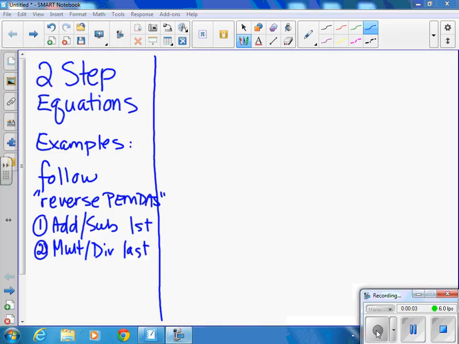Today we're going to talk about two-step equations. I'm going to give you a couple of examples to do. One of the first things to think about is, first of all, what is a two-step equation? What we're talking about is it literally is going to take us 2 steps to solve it.